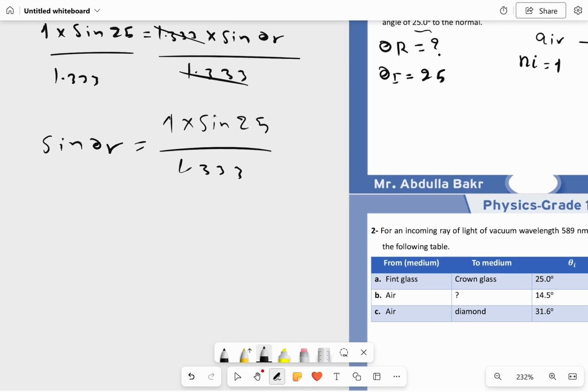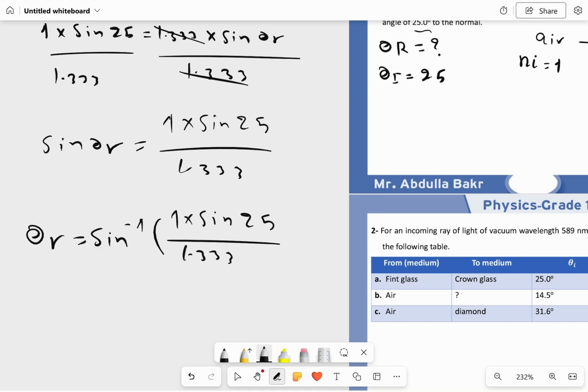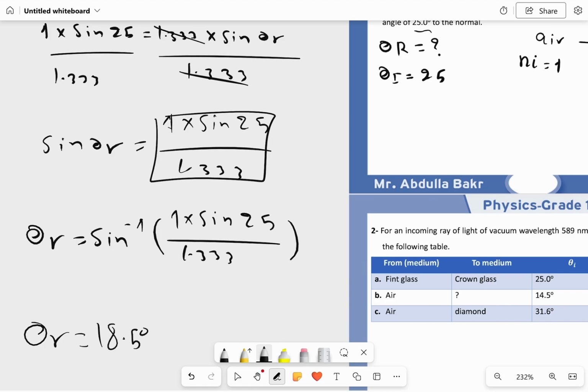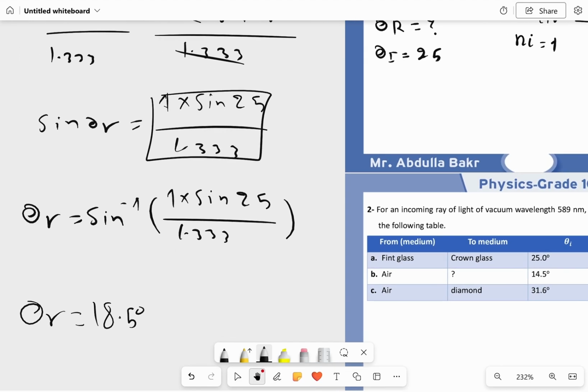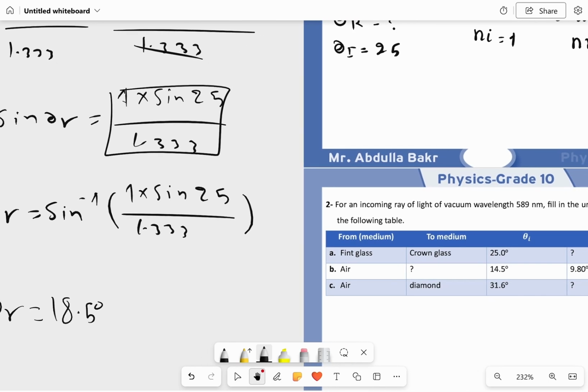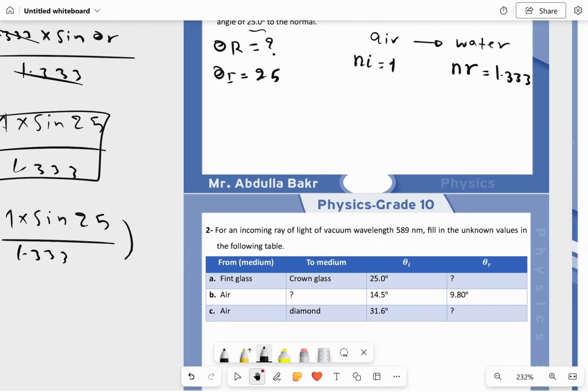1.333. Take the sine inverse, so theta r is equal to sine inverse of 1 times sine 25, divided by 1.333. You can calculate this and then take sine inverse, it's the same thing, it doesn't matter. If you calculate this, you're going to get 18.5. This is the angle of refraction.